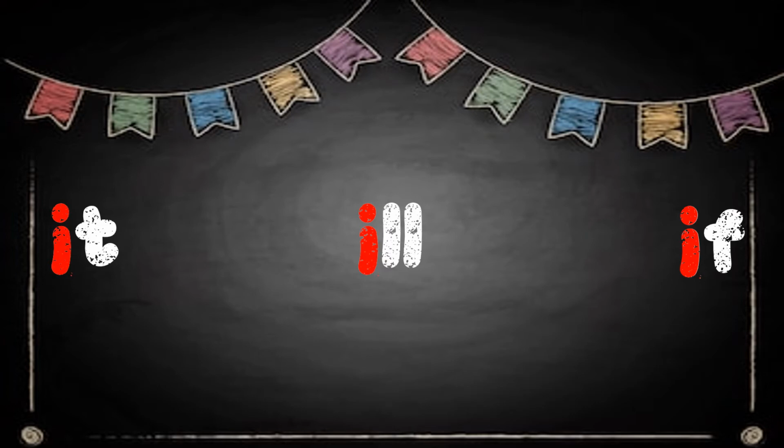Remember that all vowels have at least two sounds, a short sound and a long sound. What is the long sound of the letter I? Remember, the long sound of a vowel is when the vowel says its name. So the long sound for the letter I is I.